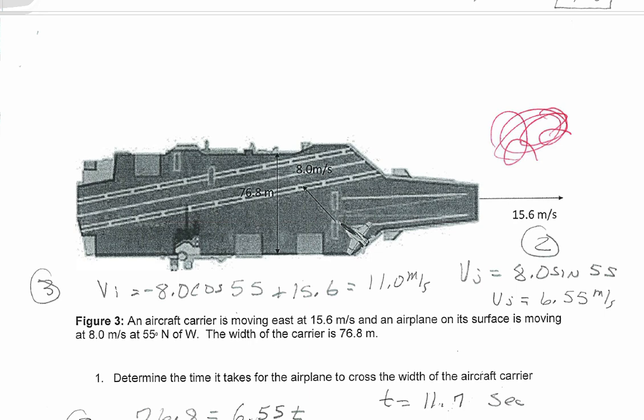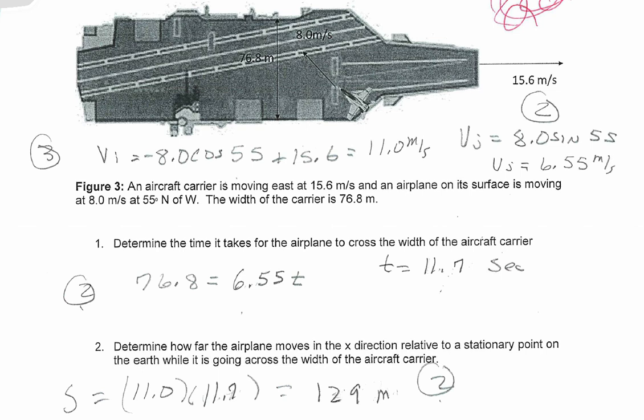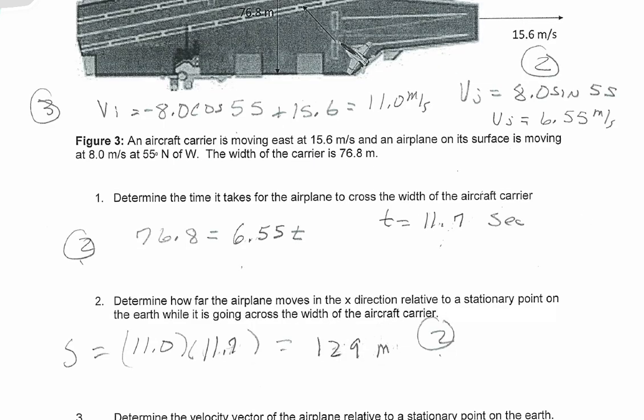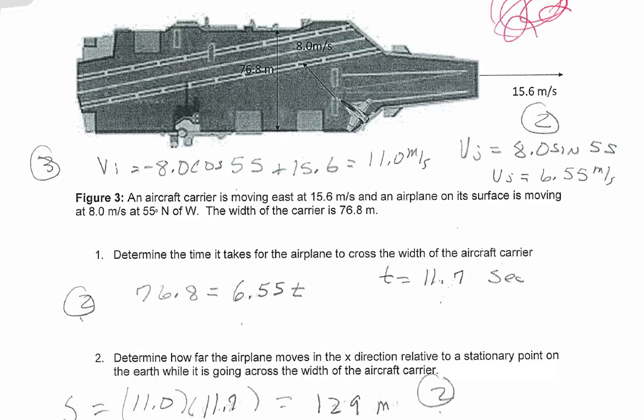Okay, our final question. This one is a little vector addition relative motion thing. You've got a ship that's moving in the direction to the right. It's going 15.6 meters per second this way. You have a plane on the deck moving 8 meters per second in this direction here. We'll call that, this is east, and this, of course, would be north and west.